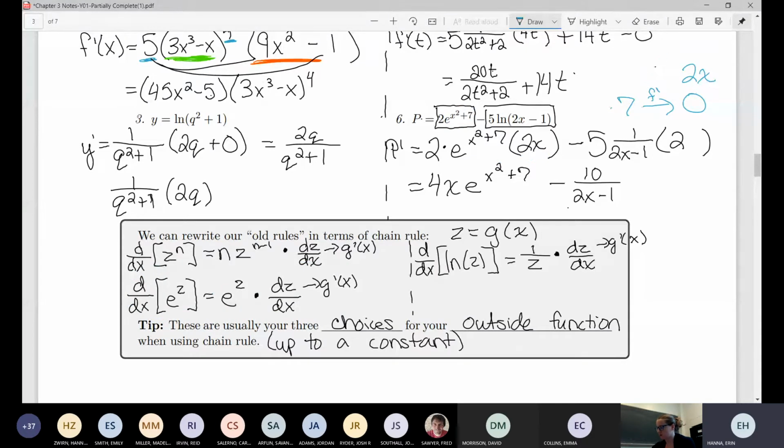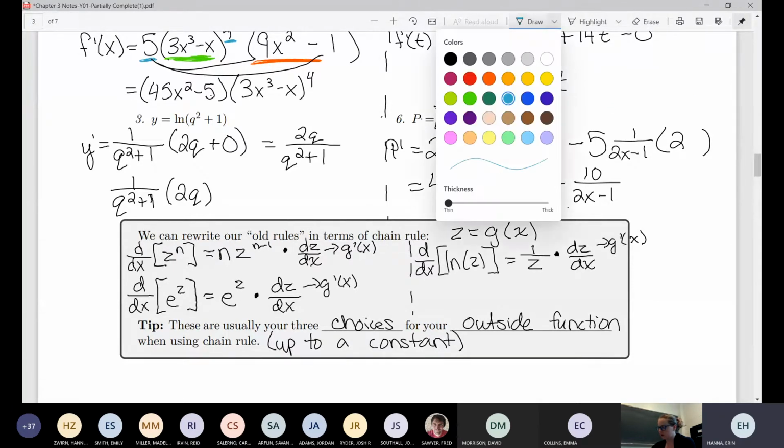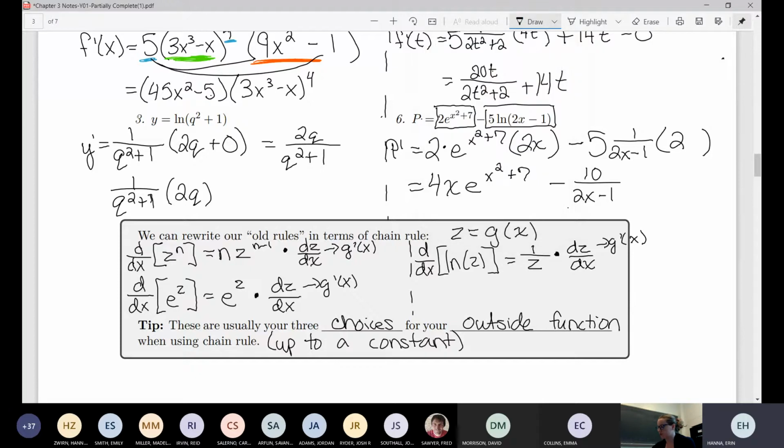So let me erase this so people don't get confused looking at this later. All right, any more questions about any of the chain rule ones before we move on? I think we got to do some of the last product and quotient rule ones. I'll wait 5 seconds.